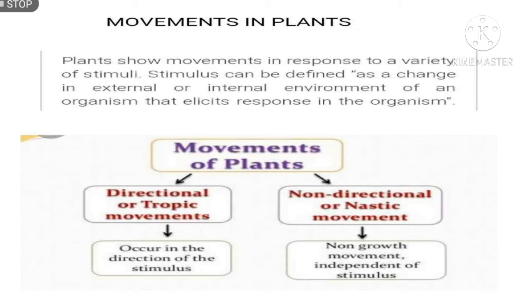Then the movements in plants can be of two types: directional movements or non-directional movements. Directional movement means these movements occur in the direction of the stimulus. Non-directional or nastic movements are non-growth movements. It is independent of the stimuli.